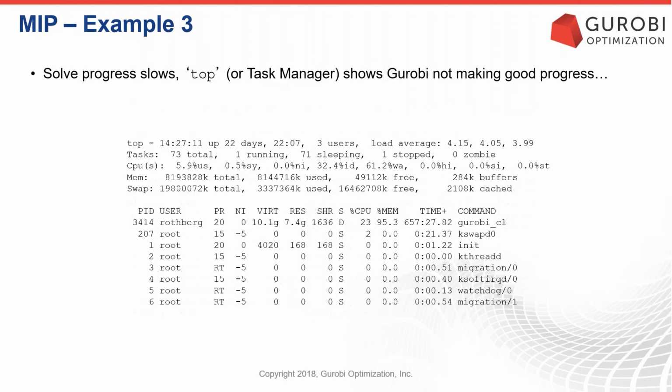So here's our third example. What we see here is, on a Linux machine, the top command. The top command on Windows would be the Task Manager. You see what's happening on the system. And of course, you also took a look at the log file, and there's not much progress. If you take a closer look here, you can see that the machine is really short on memory.